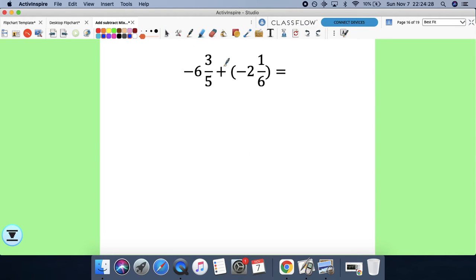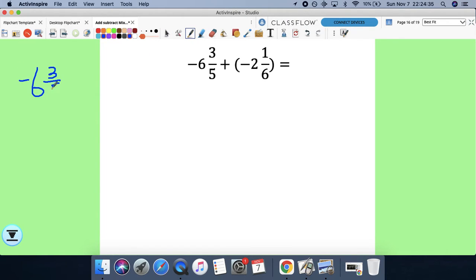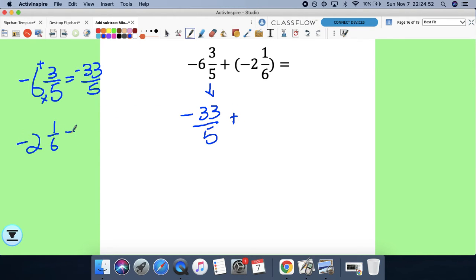Again, first thing we want to do is change this to an improper fraction. Times and plus. 5 times 6 is 30, plus 3 is 33 over 5. So this is negative 33 over 5. Plus, and then I'm going to change negative 2 and 1 sixth. 6 times 2 is 12, plus 1 is 13. So negative 13 over 6.